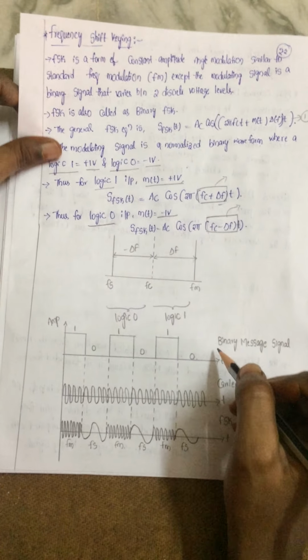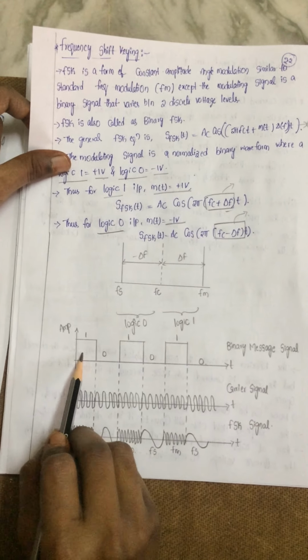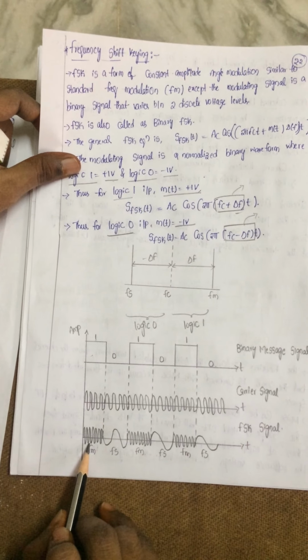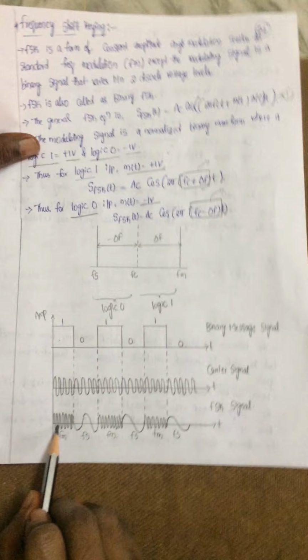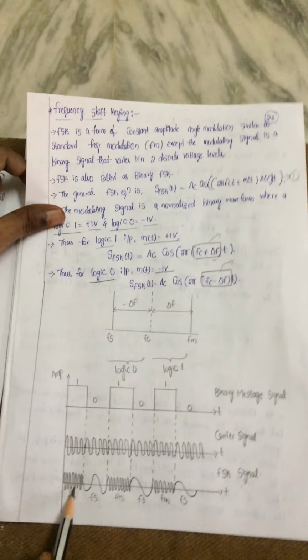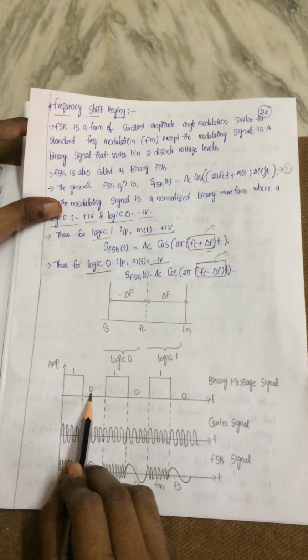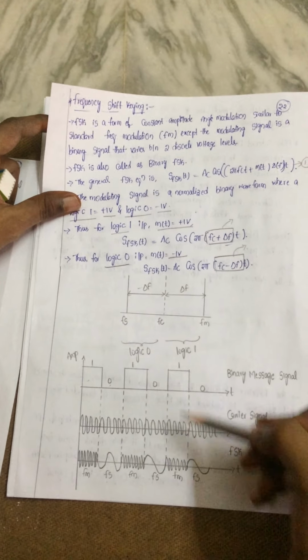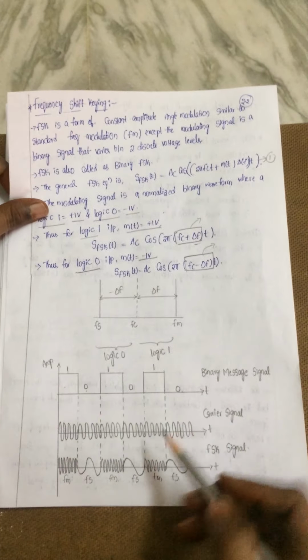Next, we'll see now waveforms. Let me take binary message signal, then carrier signal. If it is logic 1, frequency has to be increased. That's how we have reduced the time slots between the signal. Next, when logic 0 means frequency has to be decreased. So that's how we are getting for each and every input value.